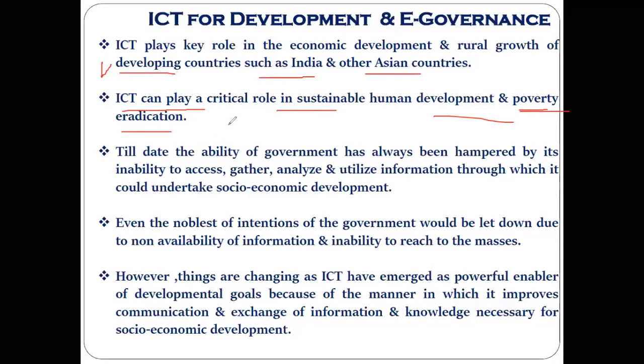Okay, because of how it can help. Now you can see, the government is having the desire to help the people, to provide services to the people. But if the government is not having the proper information, timely information available, then it is not possible for the government to provide good services to the common public. Understood?